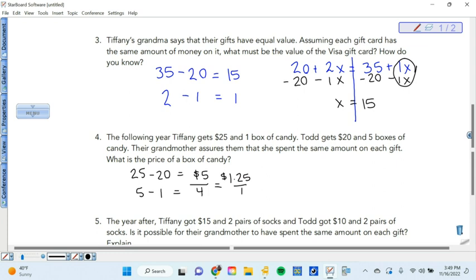Good. Or again, can we set up an equation like we did in the last one and solve it? What would Tiffany's gift be as an expression? And then what's Todd's? 20 plus 5x, okay? And again, I want to get my variables all on one side, my numbers all on the other side. So what am I going to do?